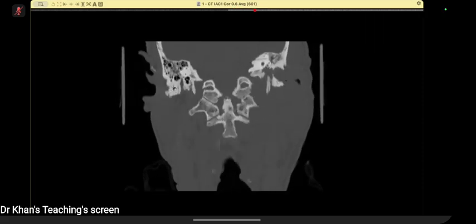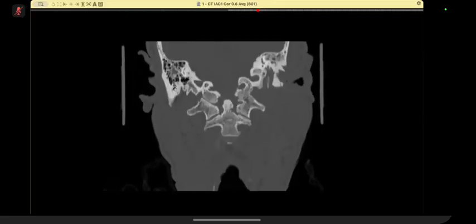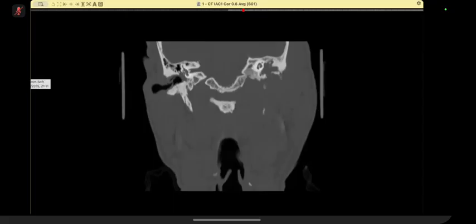I think on the top of my differential, I would first like to look at the same images on the soft tissue window to see the extent of the soft tissue.